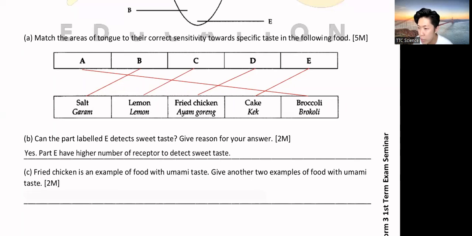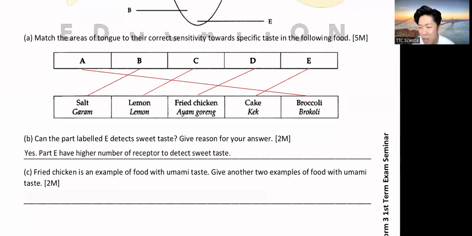How do we explain that? Like, can other parts taste sweet as well? Then you say yes, they can, because the other parts contain sweet receptors, but at a lower number.